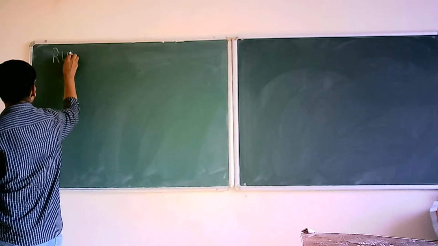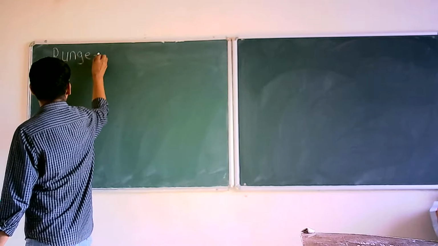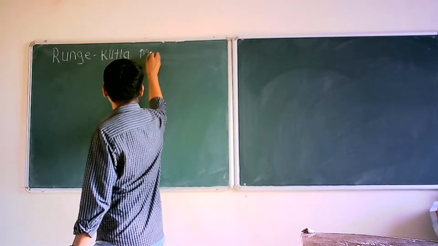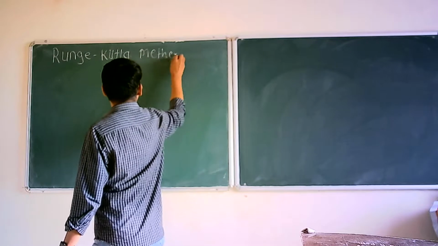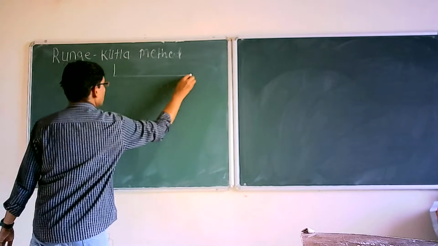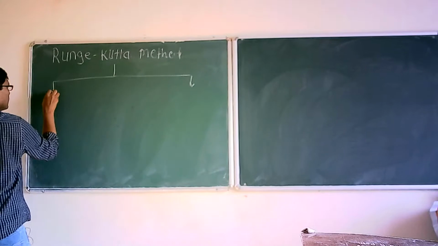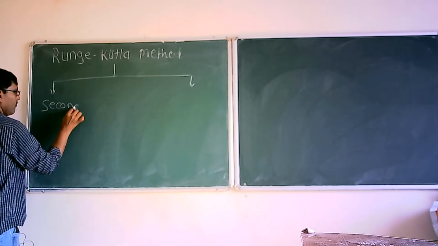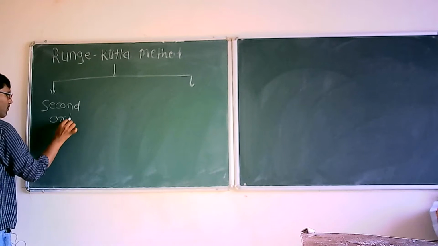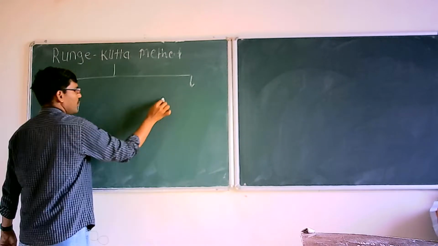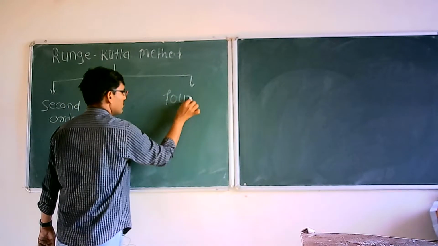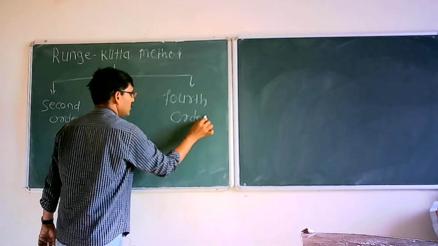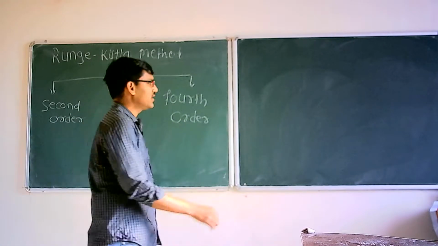Runge-Kutta method. Again, this method has two parts: second order and fourth order. Fourth order Runge-Kutta method and second order Runge-Kutta method.